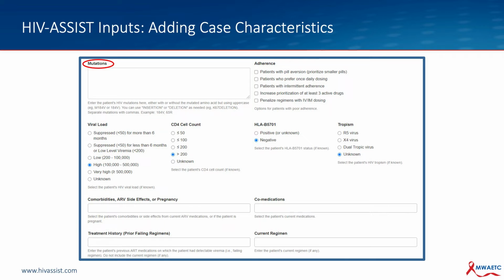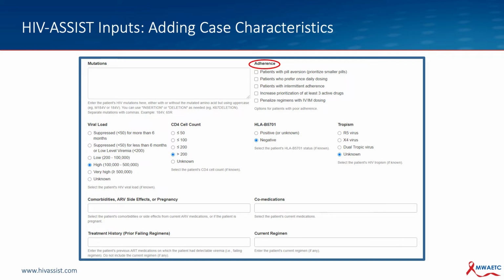First off, you can incorporate any mutations the patient may have. Here it says that you can enter the mutations with or without the mutated amino acid, but I usually do input the amino acids. You have to use uppercase, and then you can separate mutations with a comma.